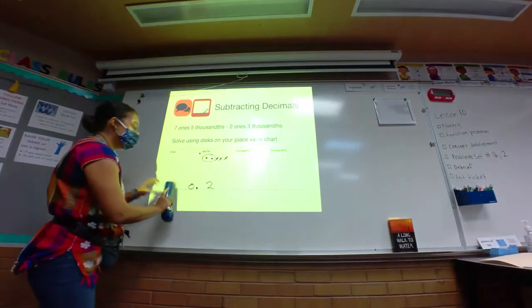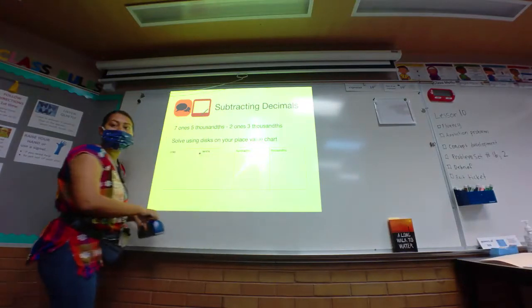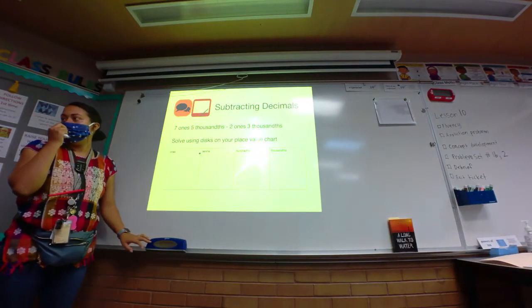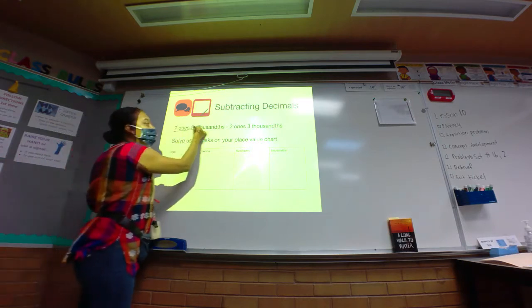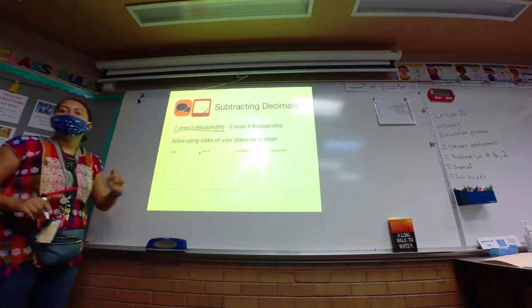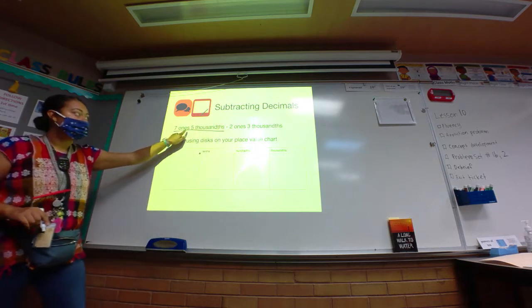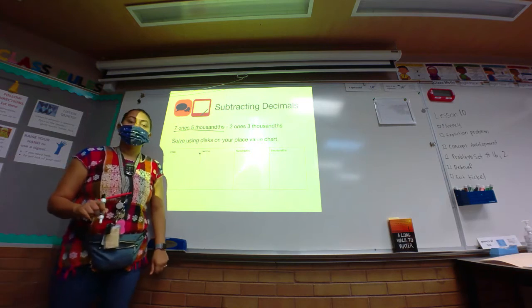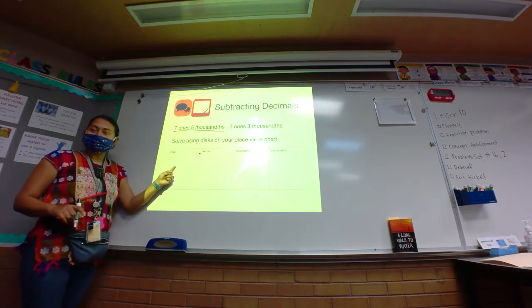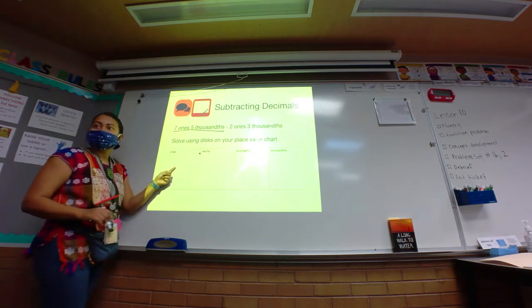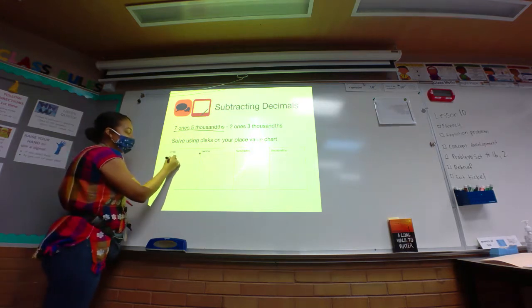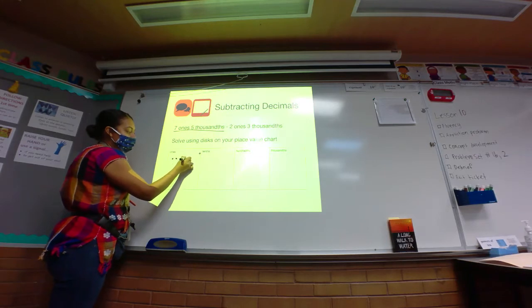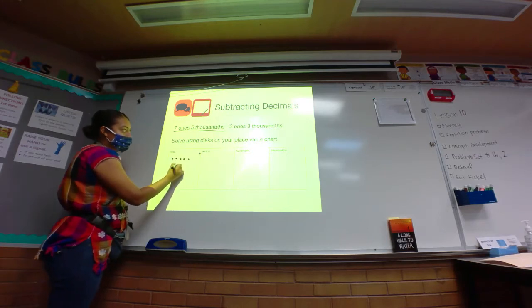So now, next one, ready? Wipe off your board. Ready? 3, 2, 1. Okay, put in this value on your place value chart. 7 ones, 5 thousandths. How many ones? 7. Okay, go. 1, 2, 3, 4, 5, 6, 7.